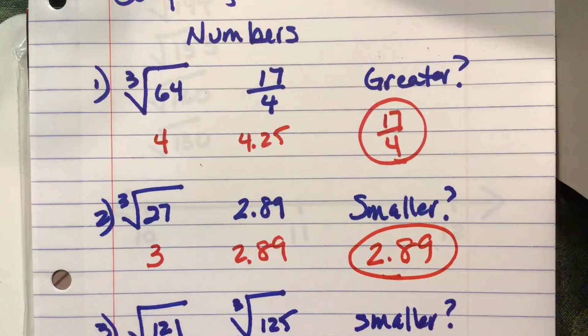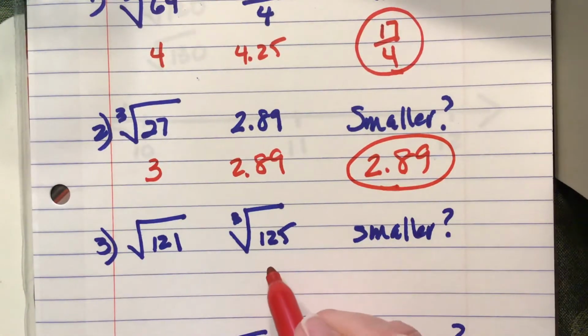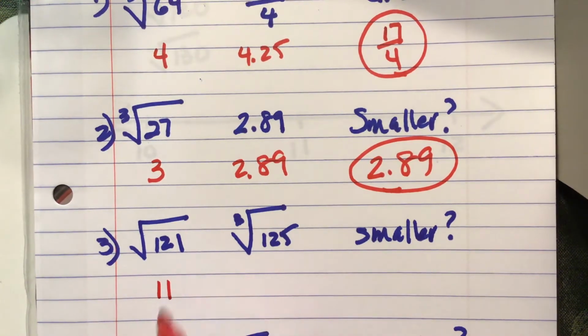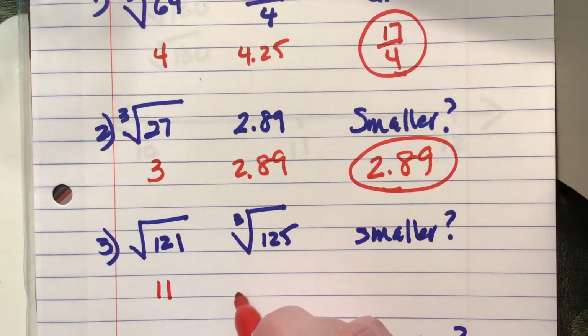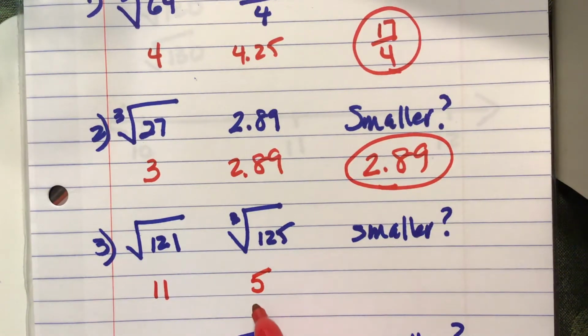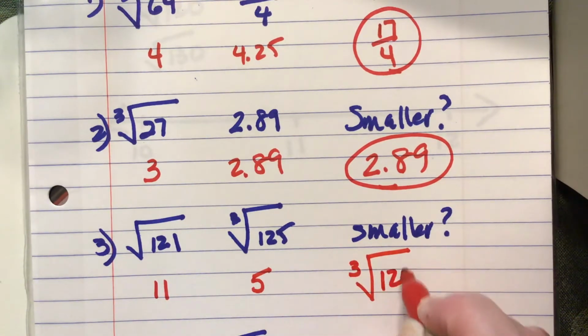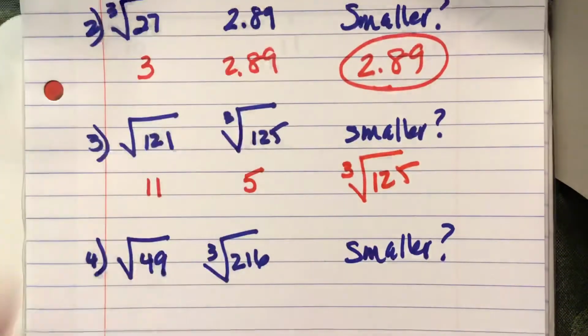Now I'm going to look at the square root of 121 versus the cube root of 125. Well, the square root of 121 is 11. The cube root of 125 is 5 times 5 times 5, so the cube root of 125 is 5. So now I can easily see that 5 is smaller, so I can say my smaller number is the cube root of 125.